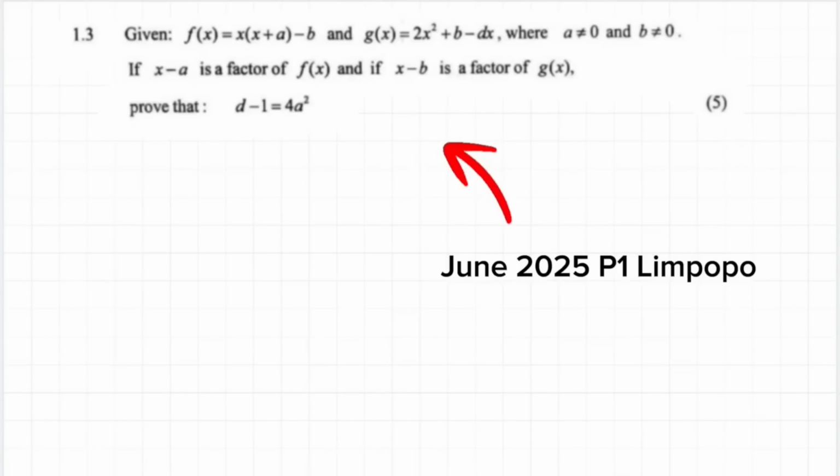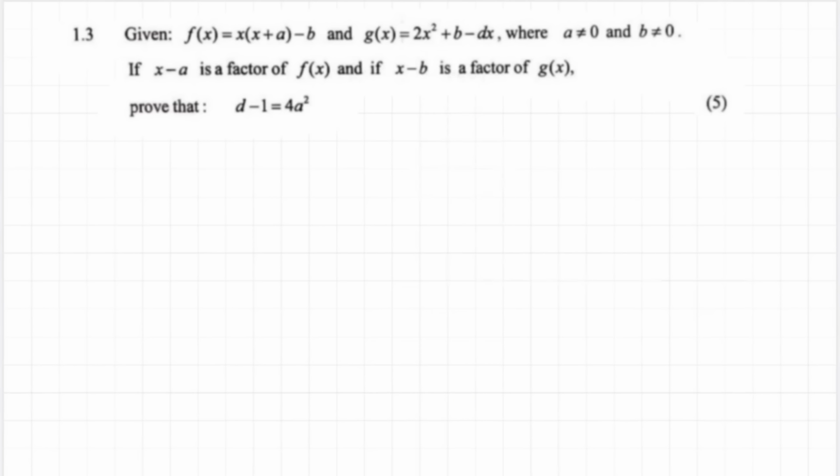So now let's move on to 1.3. Guys, each and every question paper, whenever it comes to 1.3, those are always the kinds of questions that are hard, and a lot of students skip them. So for 1.3, there's a given f of x, which is equal to x, open brackets, and g of x, where a cannot be 0 and b cannot be 0. They say if x minus a is a factor of f of x and x minus b is a factor of g of x, prove that d minus 1 is equal to 4a squared. This is worth 5 marks.